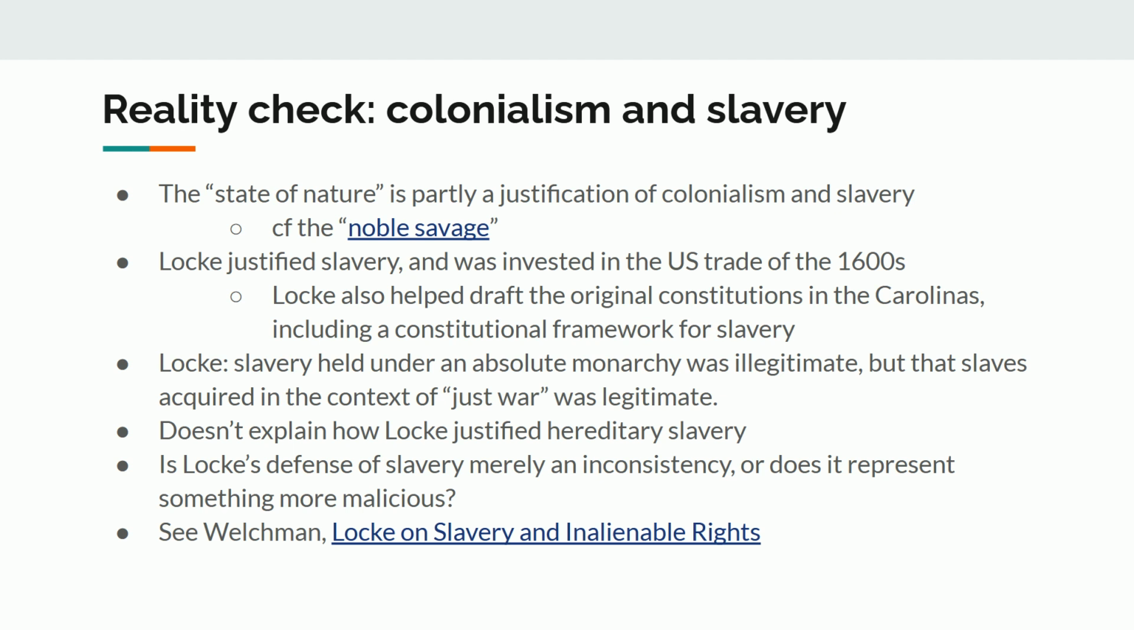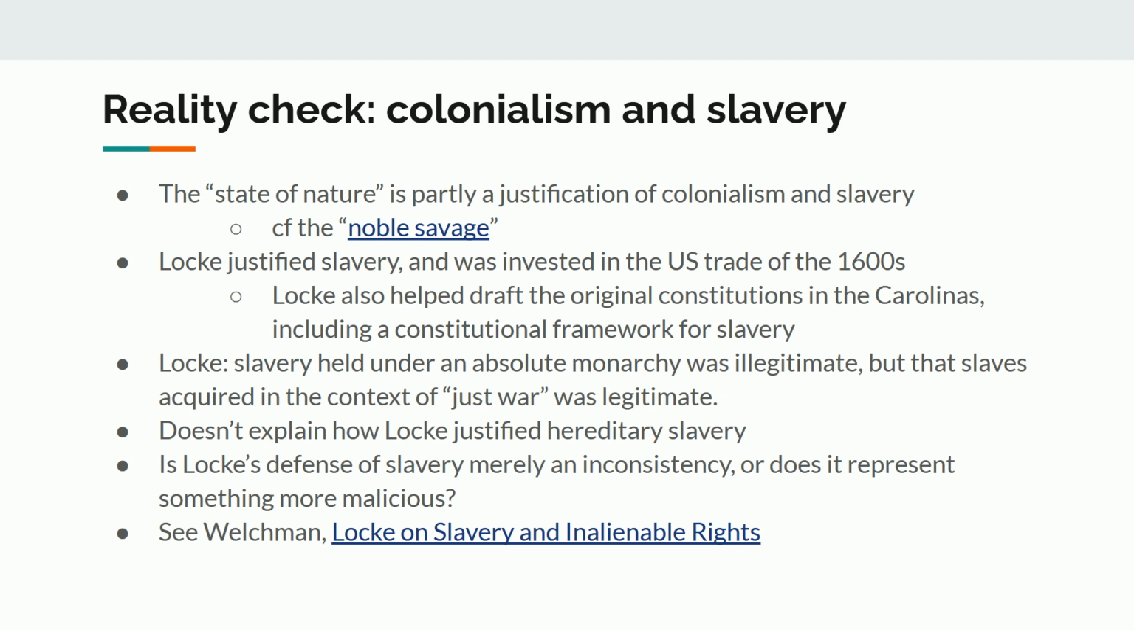And Locke lays all this stuff out in the Carolina Constitutions in the 1600s. These constitutions were very informative. They served as a model for some of the other constitutions that were built by the colonies, and were very influential in the constitution that was eventually drafted for the United States.